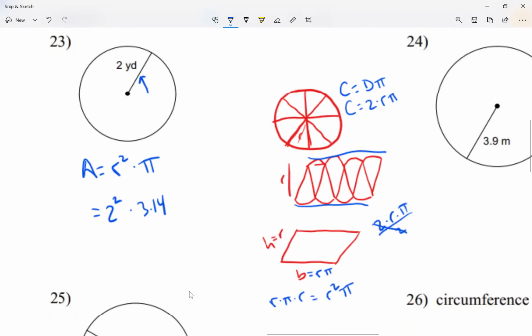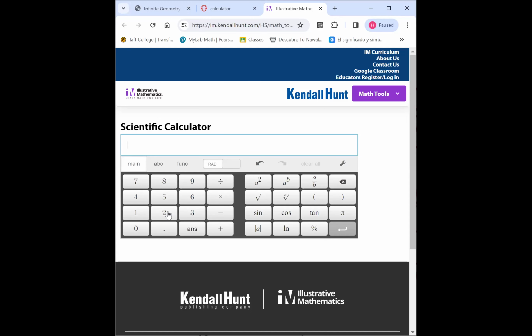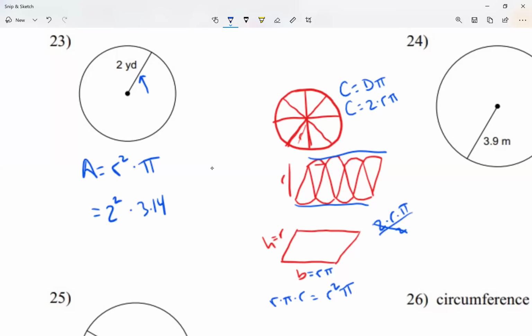Okay. Let me grab my calculator, I have it ready here. So I'm going to go 2 squared. You guys see how it does the squared? And then times 3.14. And it tells me 12.56. Now I have to round it to 1 decimal place, right? So I'm going to call that 12.6. That's it. 12.6.